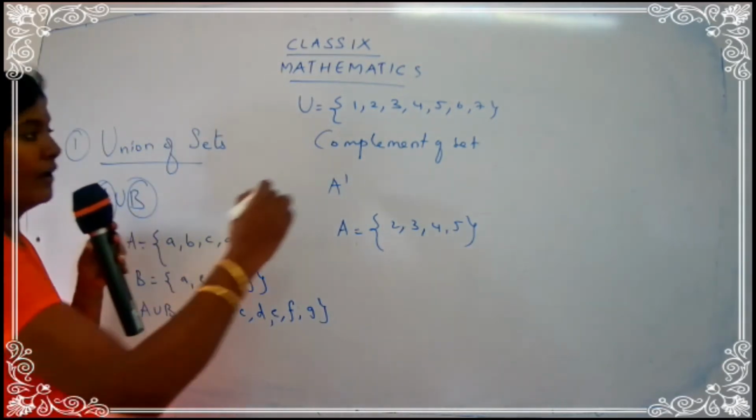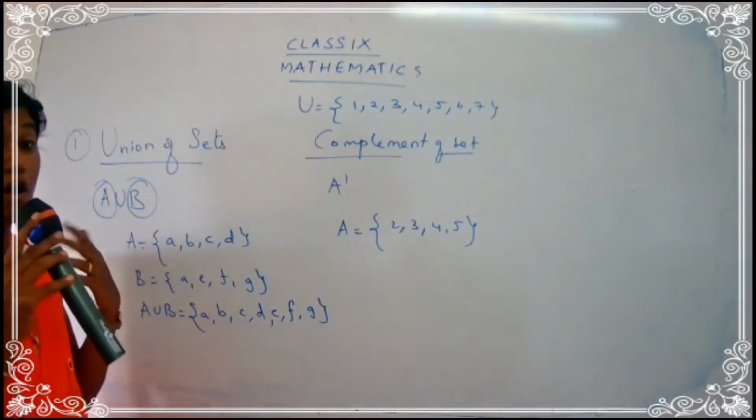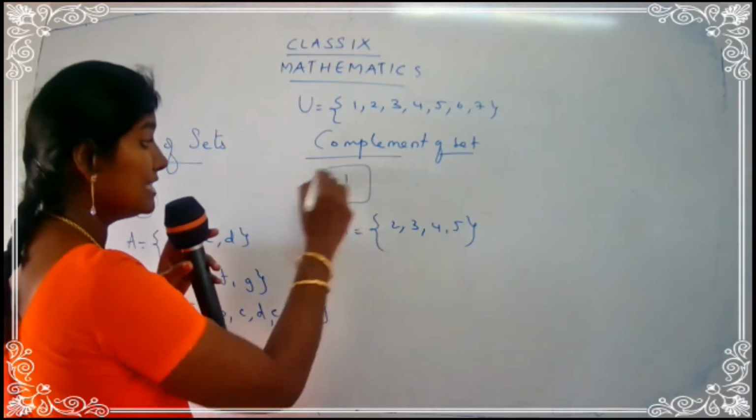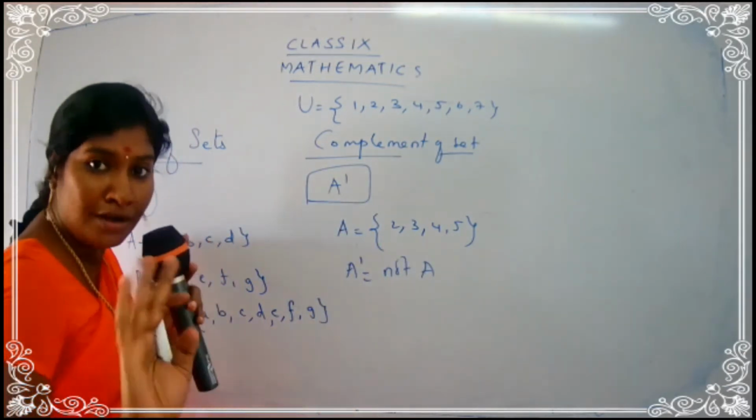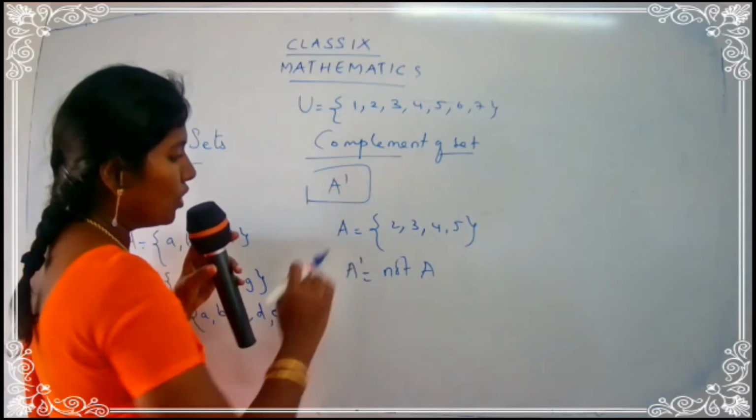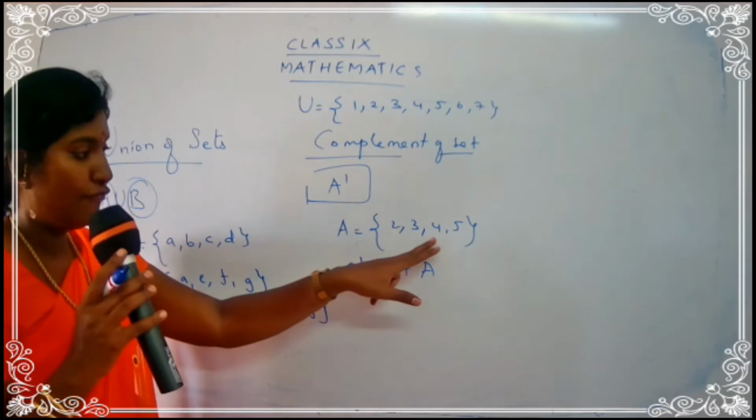So what are we going to do? We are going to find out the complement. What is the meaning of complement? A dash, or not A. I have told you the easiest meaning. What is the meaning of A dash? Not A. I don't want A. So what are the members of A given to you, children? It's 2, 3, 4, 5.